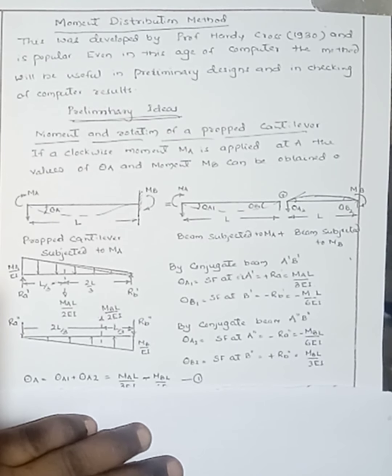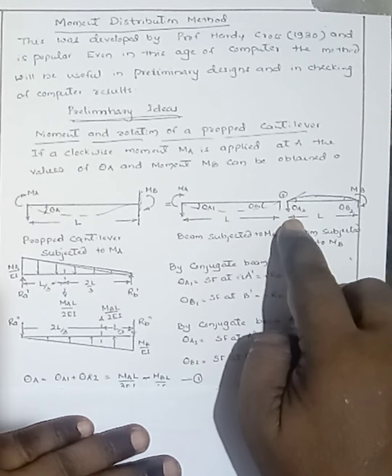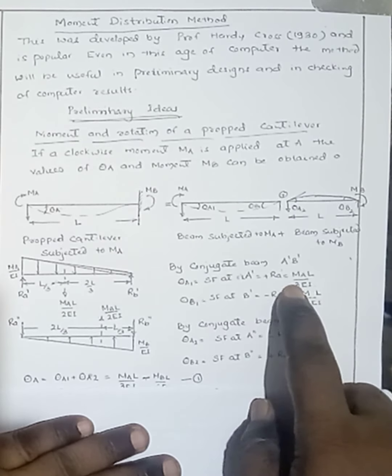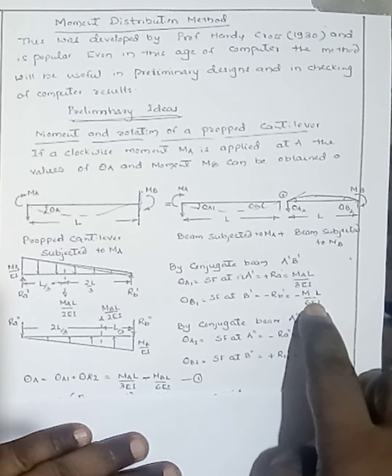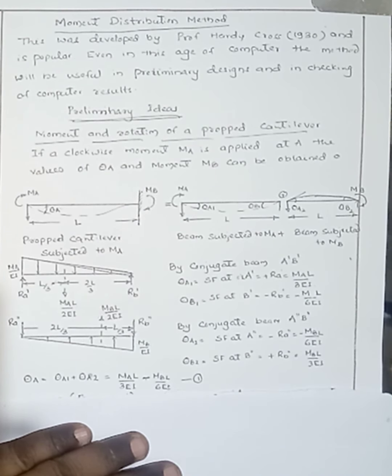Then theta A equals, by observing these two figures, the summation of theta A1 and theta A2. By adding these two, theta A1 is MAL by 3EI. This one is theta A2, that is negative, MBL by 6EI.